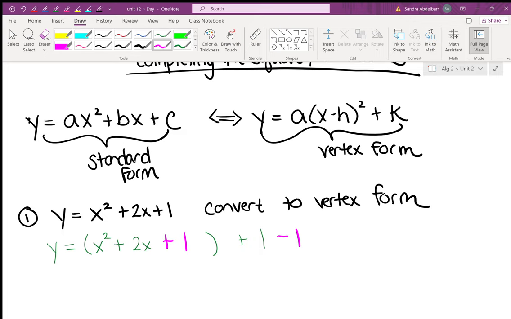So now inside the parenthesis, what we should end up with is a perfect square trinomial. Meaning if I factor what's inside this parenthesis, I should be able to get some binomial raised to the second power. And if I factor x squared plus 2x plus 1, what is that factored? X plus 1 squared, the quantity of x plus 1 squared. And then outside my parenthesis, I have a plus 1 and then a minus 1, positive 1, negative 1. What happens to that? They cancel.